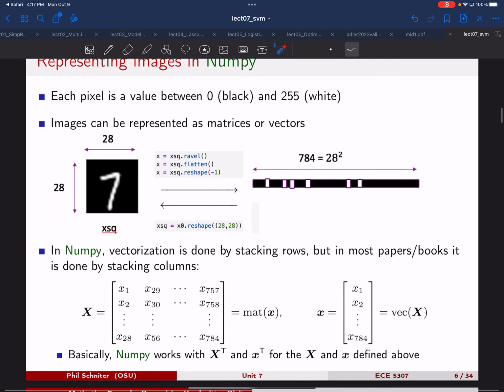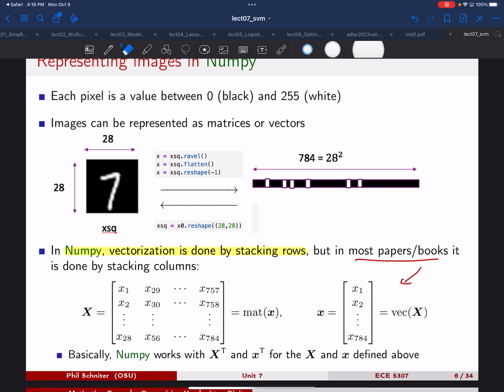Just a comment that in NumPy, vectorization is done by stacking rows, whereas in some other languages like MATLAB, it's done by stacking columns. Also, in most papers and books that you read, vectorization is done by stacking columns. So that's something to keep in mind. So for example, if we're talking about papers and books, we would have, let's say this is the matrix.